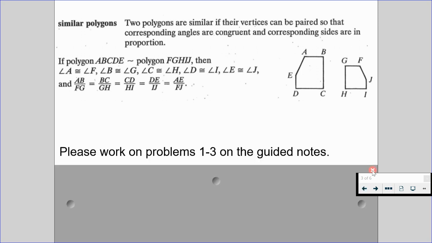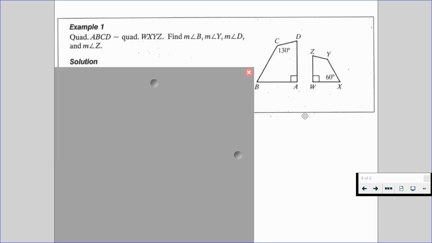So with this in mind, please work on problems 1 through 3 on the guided notes and resume when you're ready to move forward. In example number 1, we are given that quadrilateral ABCD is similar to quadrilateral WXYZ. We want to find the measure of angle B, the measure of angle Y, and the measure of angle D, as well as the measure of angle Z.